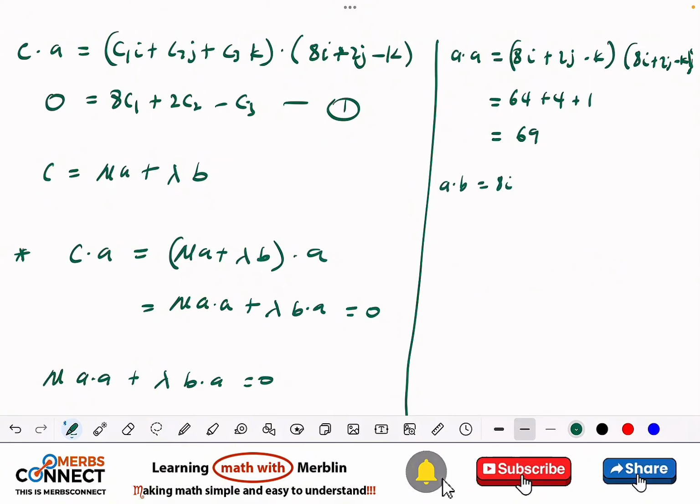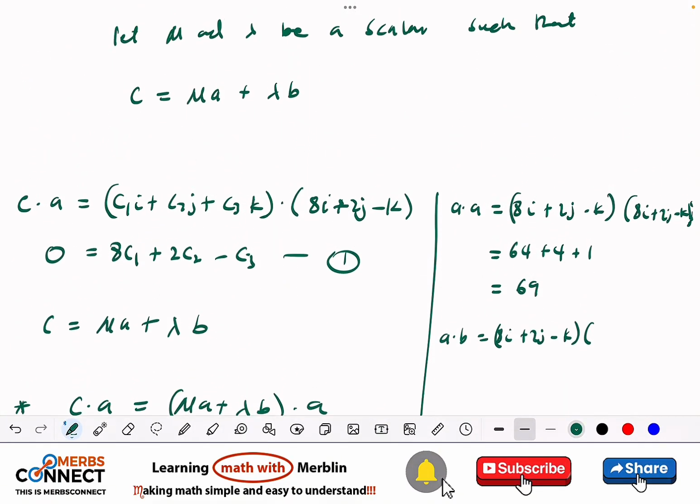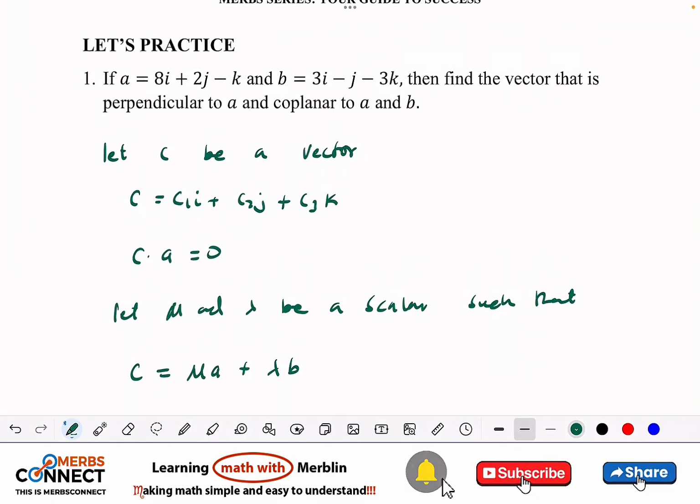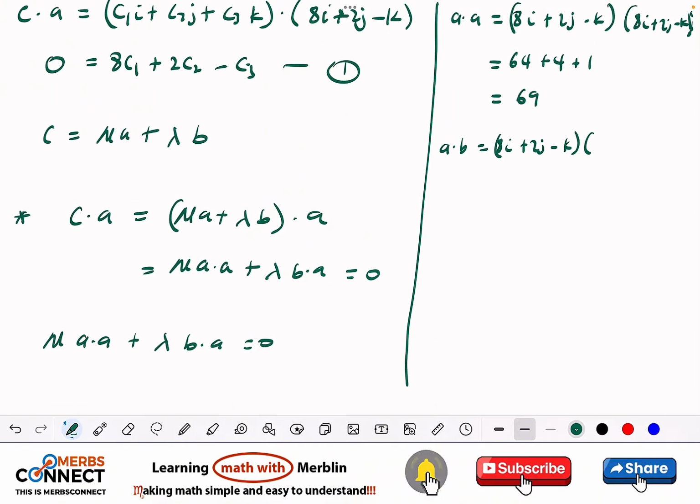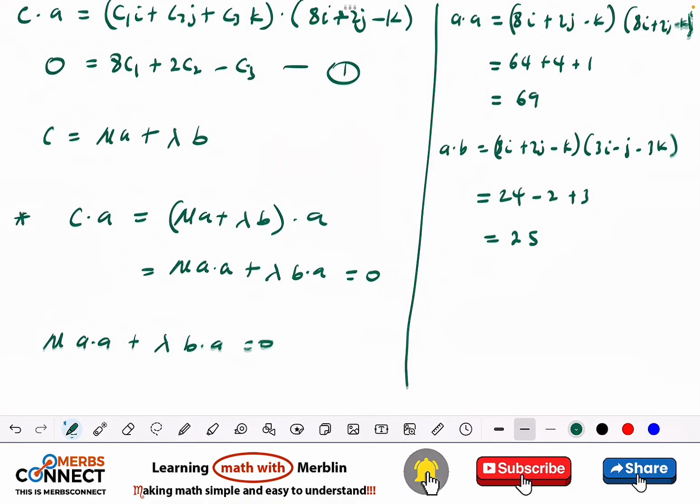Let's look for A dot B. This is 8i plus 2j minus k. What is B? B is 3i minus j minus 3k. So let's multiply them. 8 times 3 is 24, 2 times minus 1 is minus 2, and minus 1 times minus 3 is plus 3. So this one should give us 25.